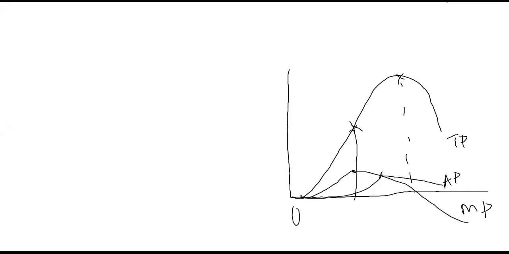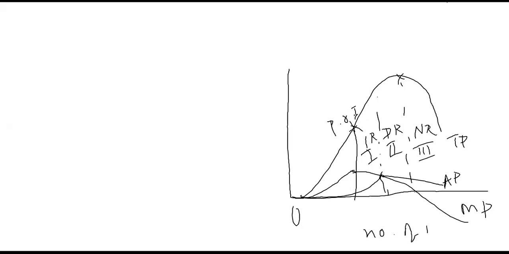Then this is where your stage 1 will end. Stage 2 is diminishing returns, after the increasing returns. Then if he still hires more variable factor, you will enter the third stage, which is the negative return. This is your point of inflection. Your X axis has the number of labor units, and you are plotting the productivity concepts, TP, AP, and MP, with the point of maximum total product.